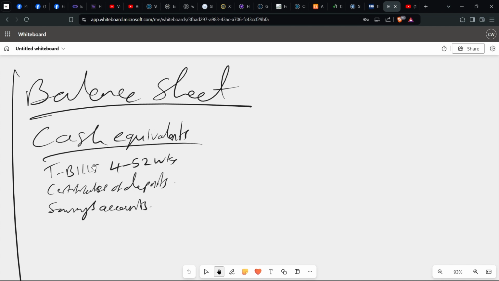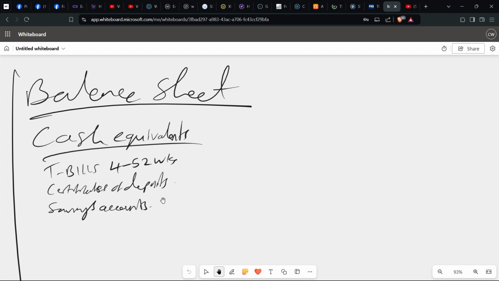Usually, T-bills are short-term government securities with a maturity period of between 4 to 52 weeks. And remember, for something to qualify as a cash equivalent, you need to have a maturity period of 90 days or less. So 90 days, that's around 3 months, right? Yeah, 3 months, that's 12 weeks. And you can see most companies have treasury bills in their portfolios as cash equivalents, along with certificates of deposit and savings accounts.